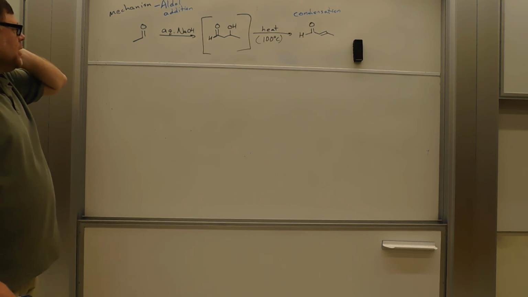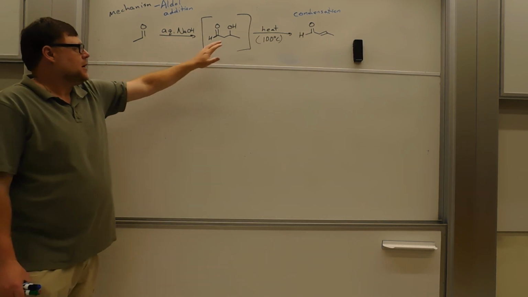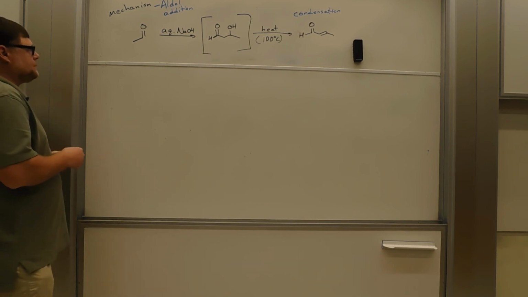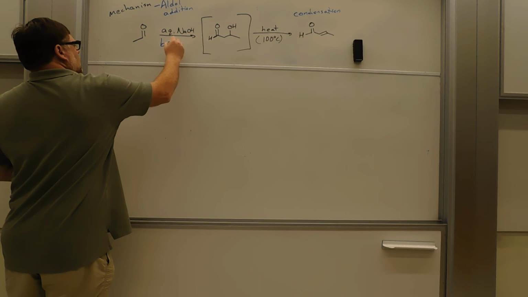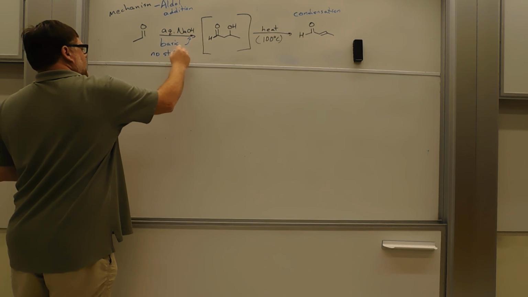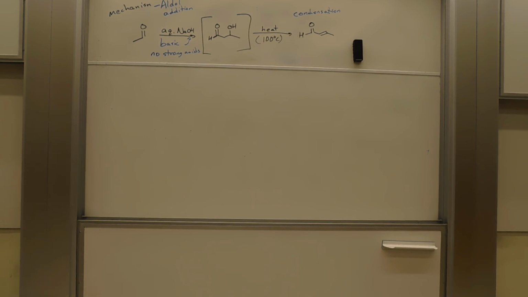So go ahead and hit pause and come up with a mechanism for how acetaldehyde under aqueous basic conditions can turn into that product, which is actually formally called aldol. Okay, now that you're back, so we've got base. Right, so sodium hydroxide is basic, so you can't have strong acids here. Right, we can't protonate anything. We can't have oxygens with 3 bonds.